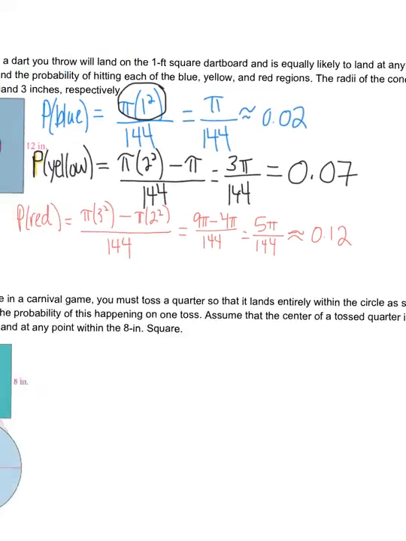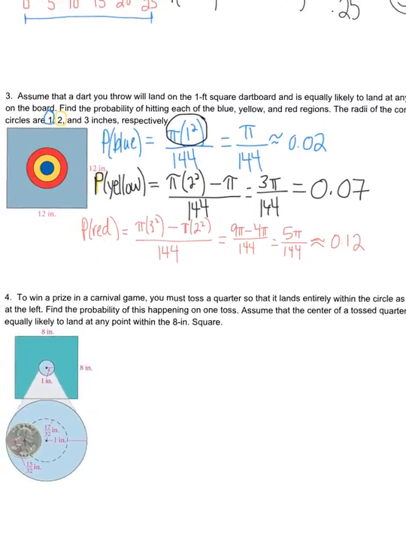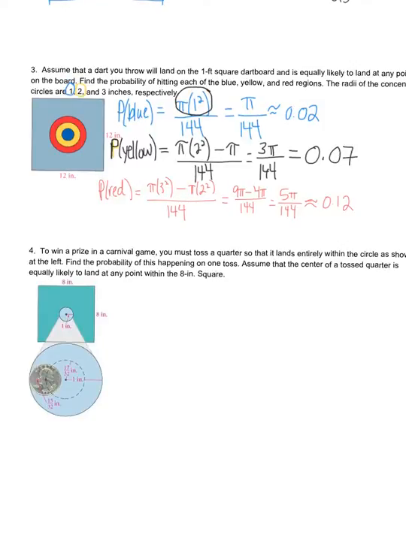So it looks like the probability for hitting the red region is the greatest.